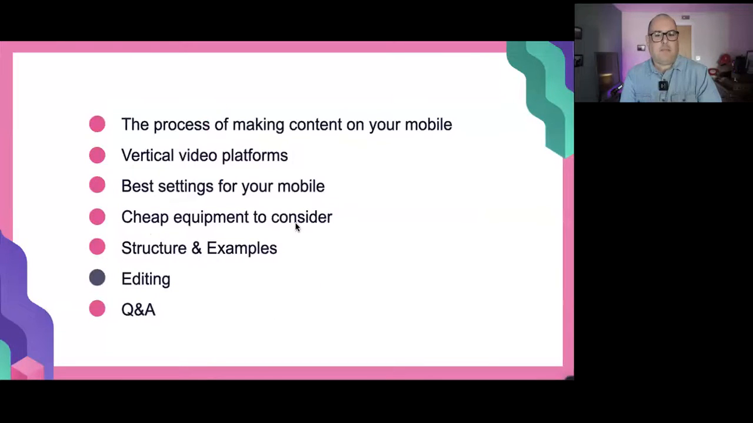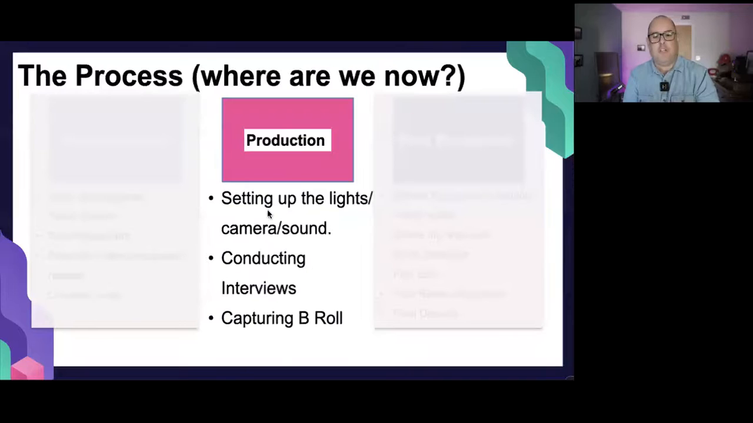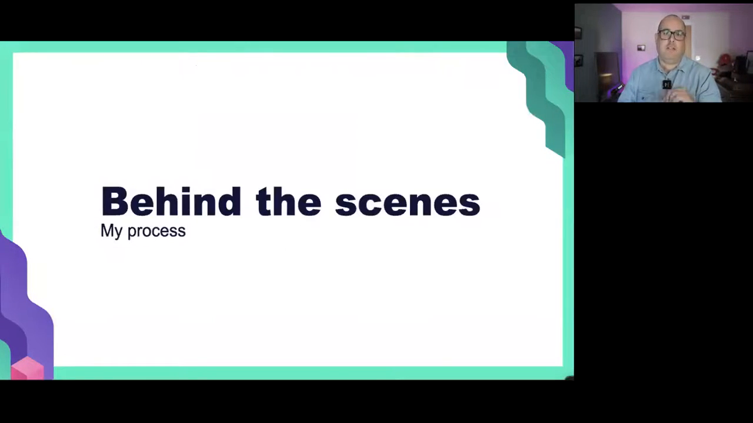So, right, the process of making content on your phone, vertical videos, we've all covered that. The best settings, we've all covered that. Now we're going to move on to editing, sort of like we've gone through this production process here. So we've set up all our cameras, all our lighting, we've conducted our interviews, we've captured the B-roll, and what we've got now is the raw materials, whether that's in our phone or maybe we're going to offload it onto a desktop. So I wanted to use this opportunity to show you how I go about doing things.